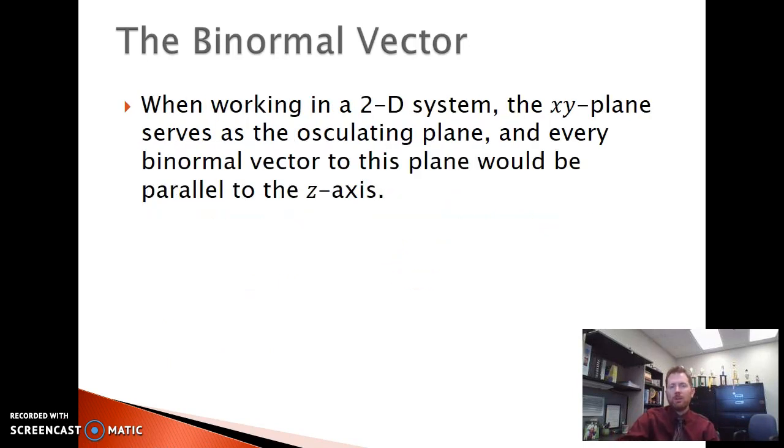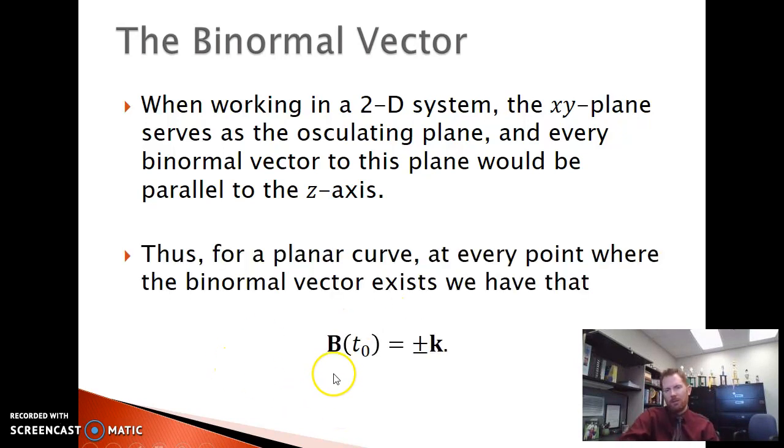If we work in a 2D system, the xy plane is always the osculating plane, and so every binormal vector would be parallel to the z-axis. So it's just going to be a vector that has no x or y component, only a z component, such as this. B of t sub 0 would be just plus or minus k if you're working in a 2D system.